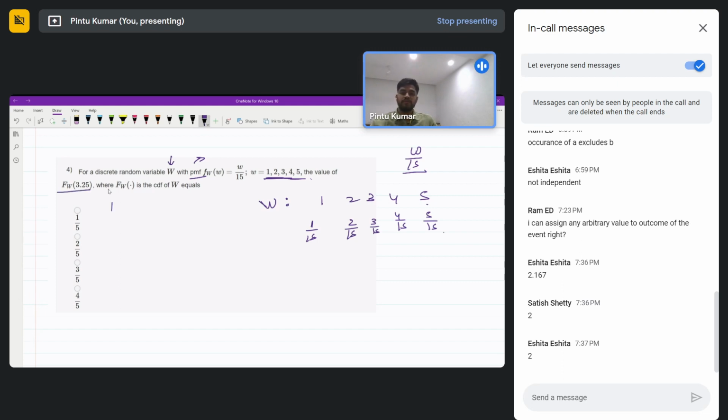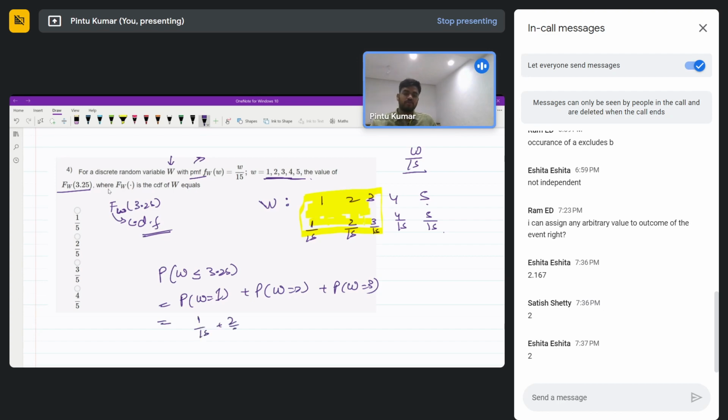Then they are asking for capital F of W at 3.25. Capital F is the CDF, that is the cumulative distribution function. So we have to find the probability that W is less than or equal to 3.25. That would mean W is either 1, 2 or 3, right? So this is probability of W equal to 1 plus probability of W equal to 2 plus probability of W equal to 3, which is 1 by 15 plus 2 by 15 plus 3 by 15, this is 6 by 15 or 2 by 5, right? So this is the correct option. Okay, any doubt till this point?